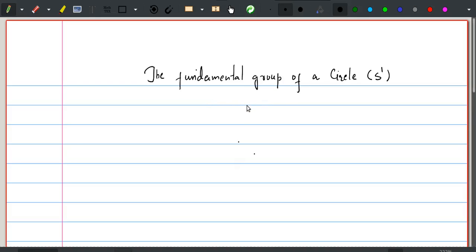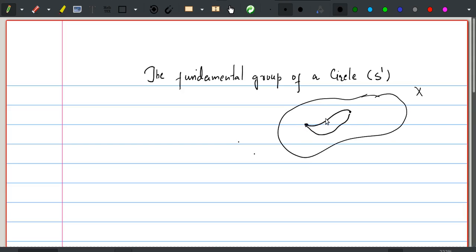Hi, I'm Shanaz. In the last lecture, we proved that if we have a space X, then X is simply connected if, for any two paths F and G with the same fixed endpoints, say x0 and x1, they are homotopic.